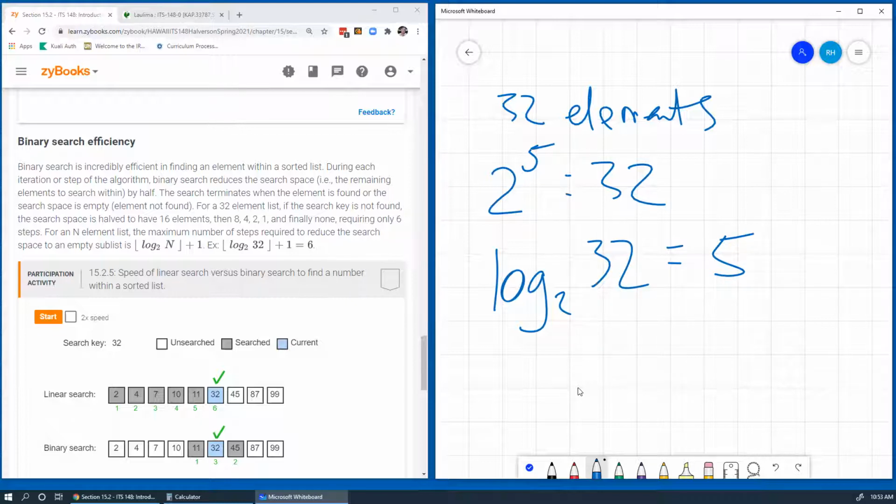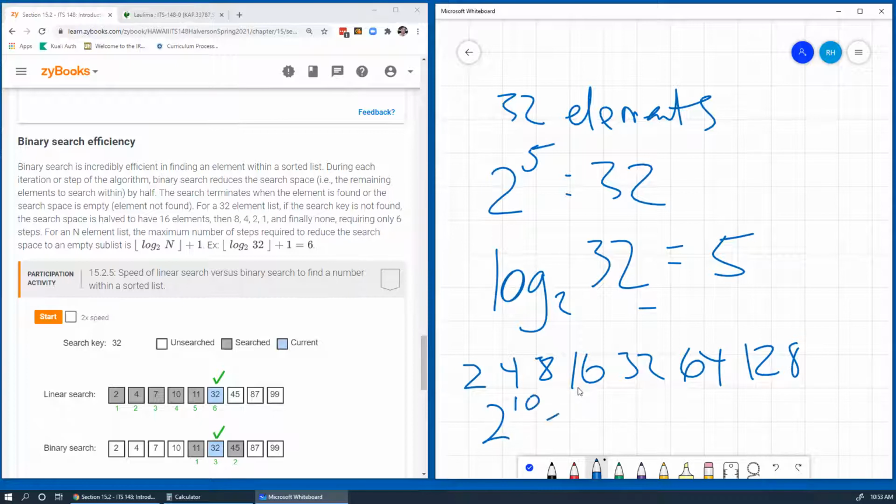So if you want to figure out what the log of a number is, you think in your head what the closest number is to some power of 2. You know, 2 to the 1 is 2, 2 to the 2 is 4, 2 to the 3 is 8, 2 to the 4 is 16, 2 to the 5 is 32, 64 is 2 to the 6, 128 is 2 to the 7th, and so on. 2 to the 10th is 1024.